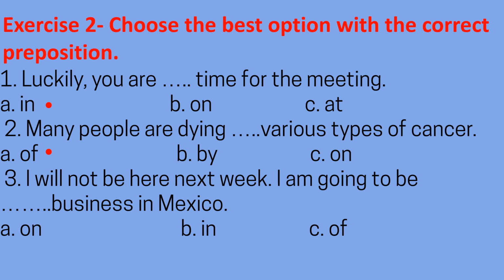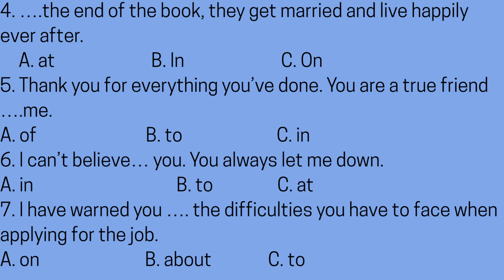Number 3, to be on business. Number 4, we choose A. At the end of the book, they get married and live happily ever after. Number 5, you are a true friend to me. We choose B. Number 6, I can't believe in you. You always let me down.